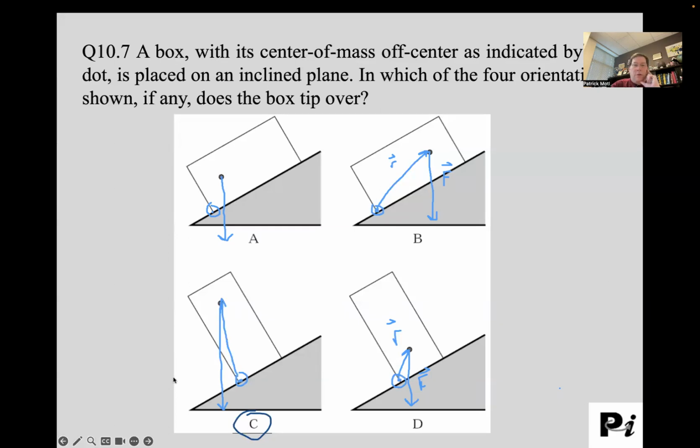Right. So normal force is only going to push up and away from the inclined plane. And so it cannot help stabilize the situation. You're going to have a net torque, and it's going to rotate. There you go.